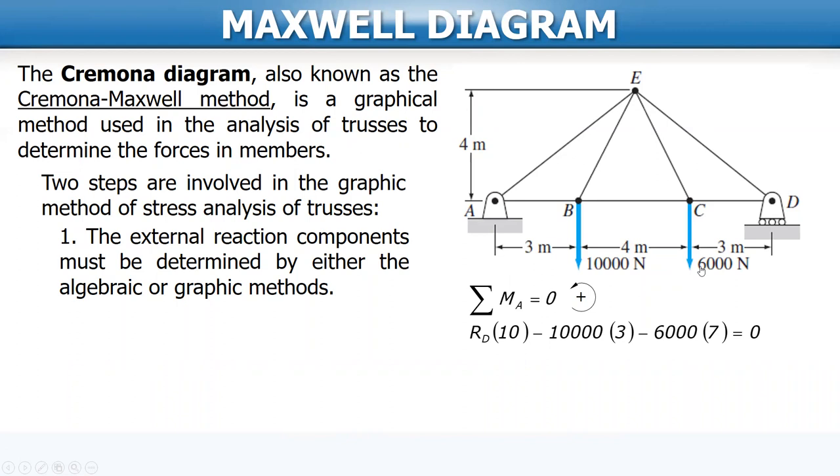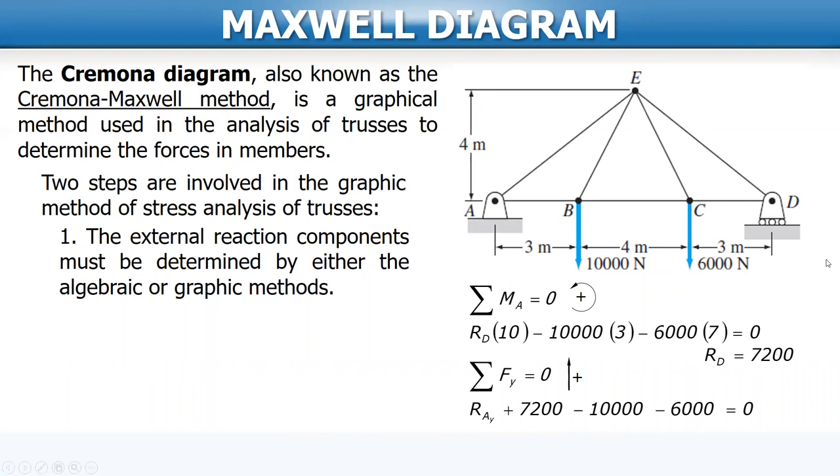So RD is 7,200. And then to solve for RAY, you can sum up moments vertical. You have this equation. And RD, 7,200, is upward man, positive man. And you have RAY. So once makuha na ang external reaction components, next is the force members.